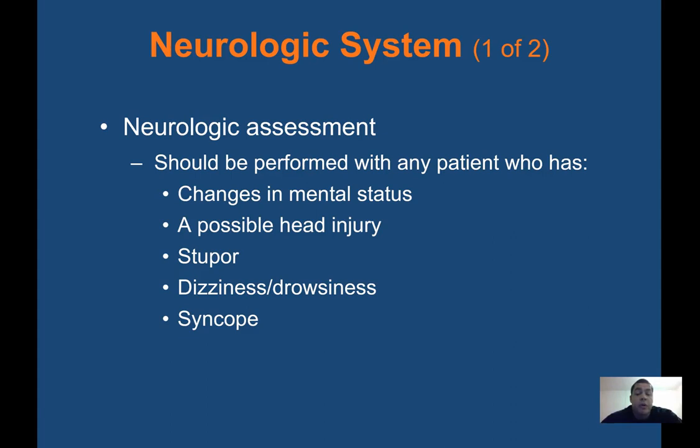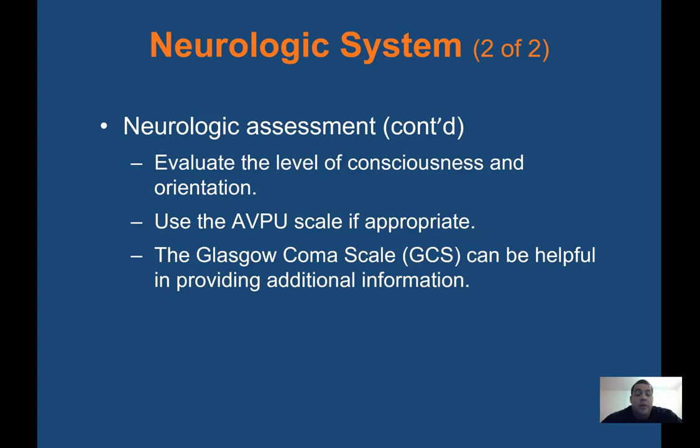Neurologic assessment should be performed with any patient who has changes in mental status, possible head injury, stupor, dizziness, drowsiness, or syncope. Evaluate the level of consciousness and orientation. Use the AVPU scale if appropriate. The Glasgow Coma Scale can be helpful in providing additional information. So this measures eye, verbal, motor, and you're going to get different numbers for each one, and they're going to add up to 15. So 15 is the best GCS score you're going to get. 3 is going to be the lowest.